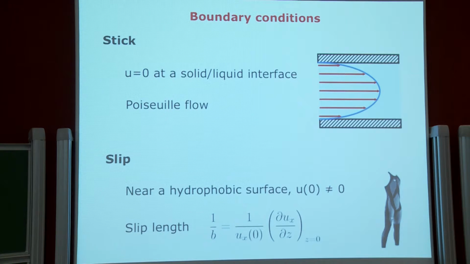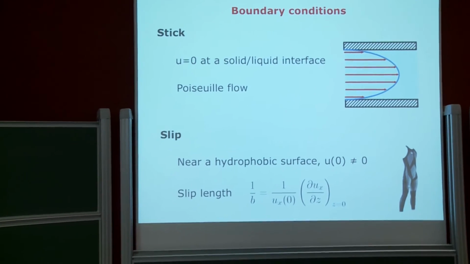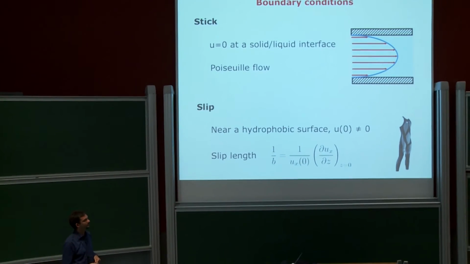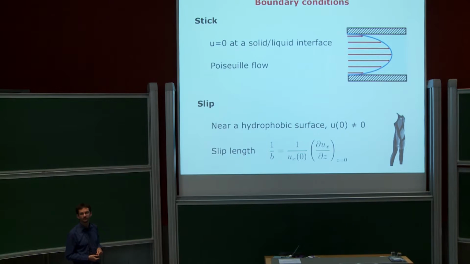So this B here is called the slip length, and it's defined as follows. The inverse of the slip length is defined from the ratio between the derivative of the velocity in the direction perpendicular to the interface and the velocity at the wall. So looking at the slope and the value at the wall, you can define a slip length. And this here, do you know what this is? To illustrate slip at a solid-liquid interface. How does it look like?